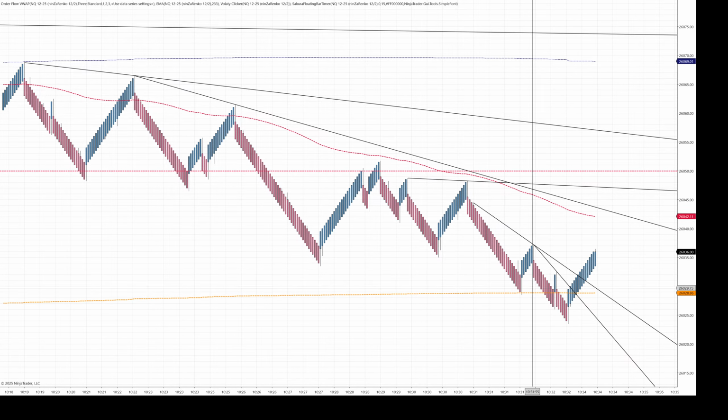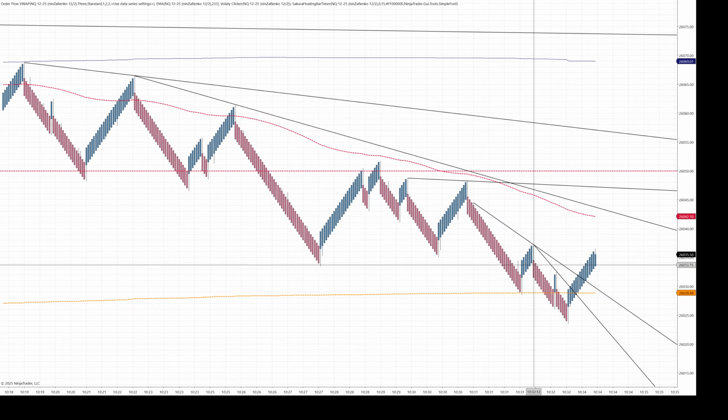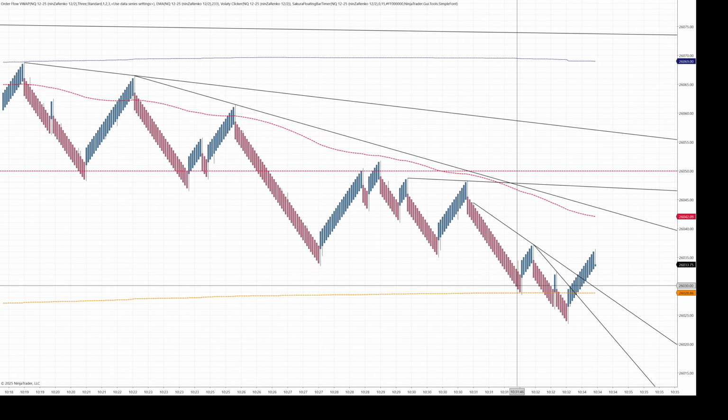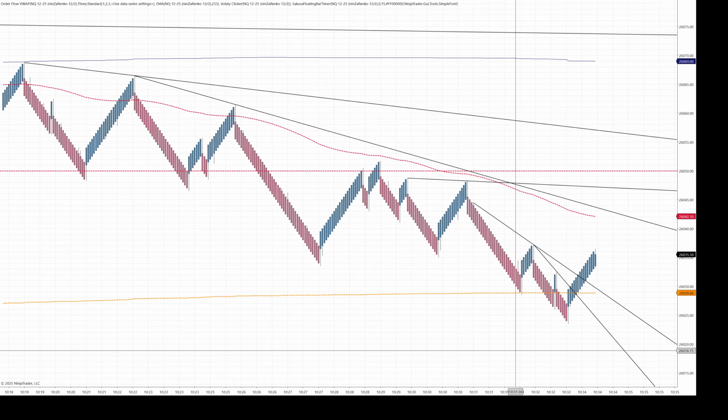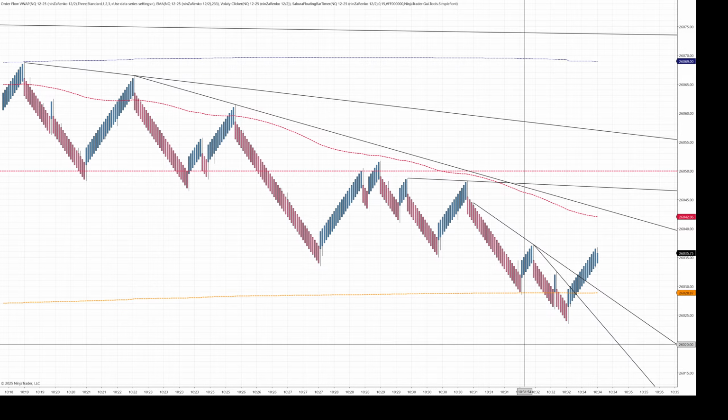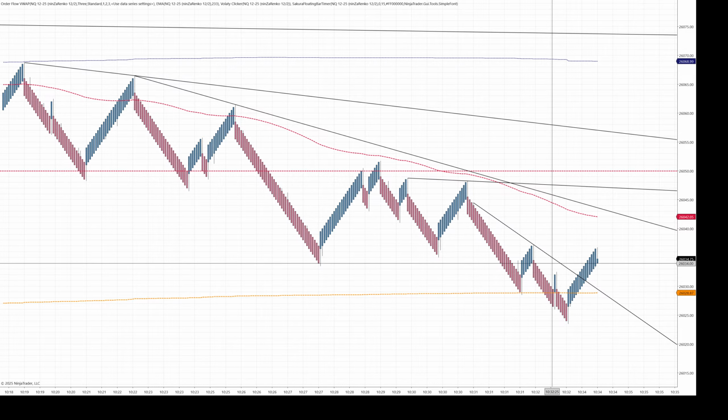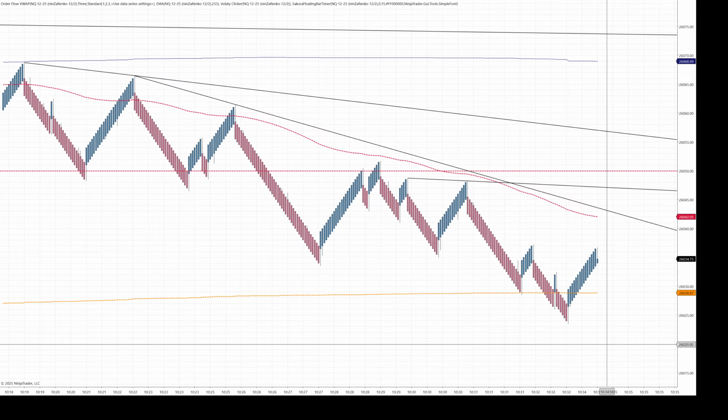You can see price is stuck here at VWAP. See, this is what I wanted this trade to do. I wanted this trade to literally bounce off VWAP to go up and do that, but here we are.